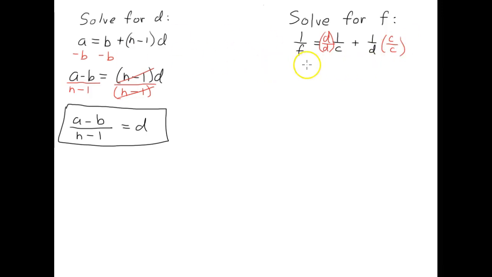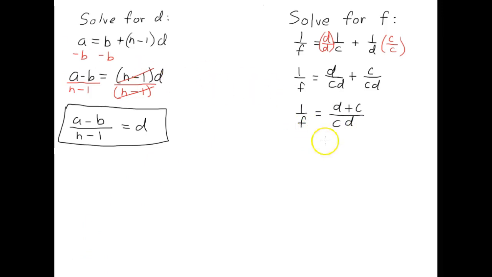And that will give me 1 over f equals d over cd, because I've got this multiplied by d up here, plus c over cd. Now we have a common denominator, and so what I'm going to do is add those, and I get 1 over f equals d plus c over cd.